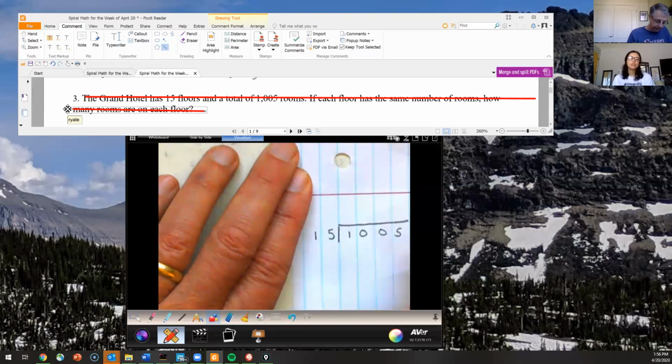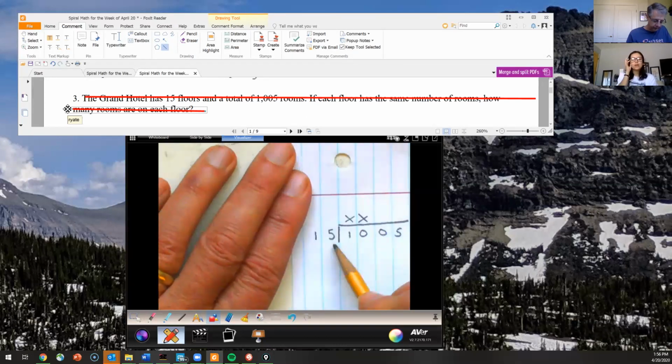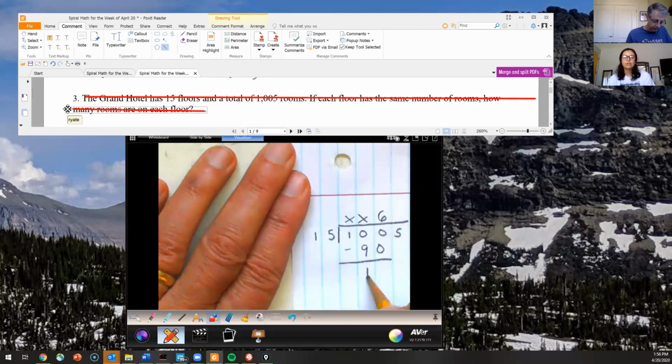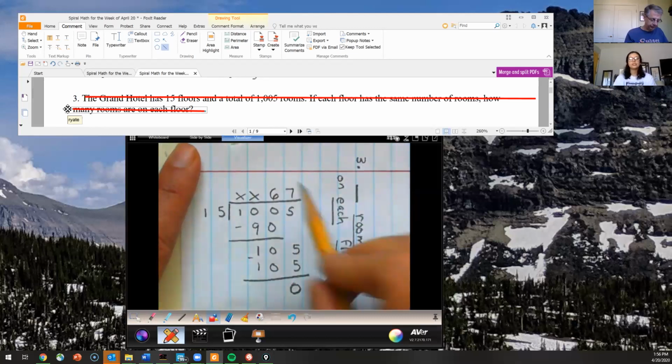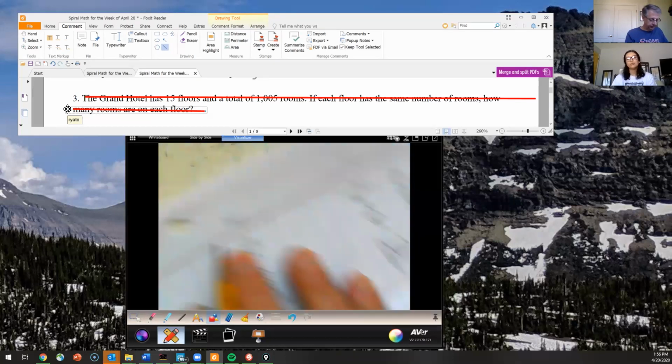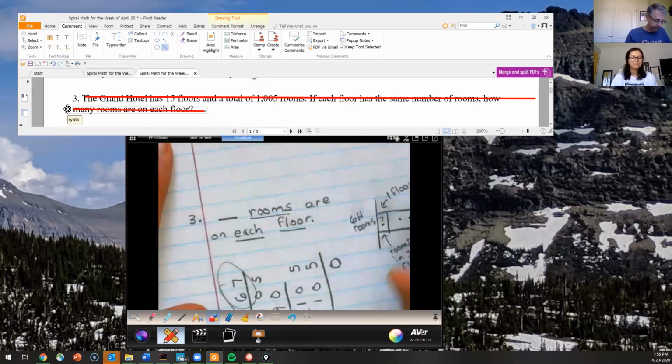15 can't go into 1, and it can't go into 10, but it can go into 100, and I put it when it goes in 6 times. And then 6 times 15 is going to give you 90. And then when you subtract that 90 from 100, you get 10. Then you drop down your 5, and then it goes in 7 times, and it gives you exactly 105. So you guys should have ended up with 67. So your answer sentence should read, 67 rooms are on each floor.